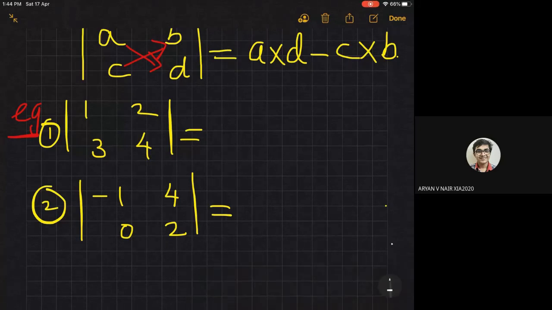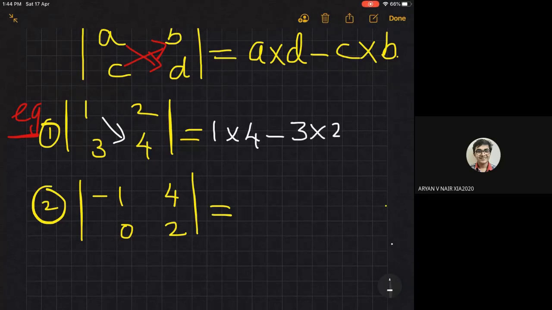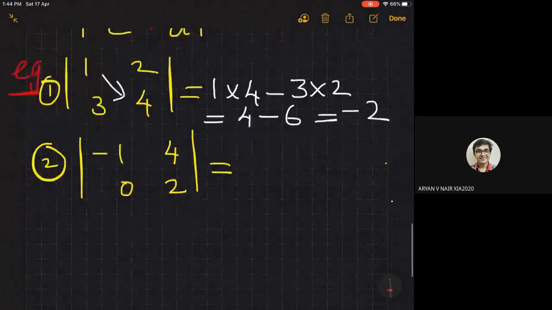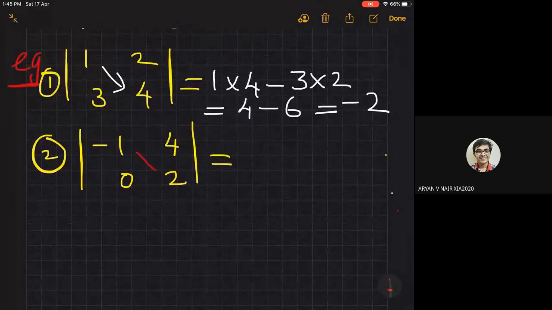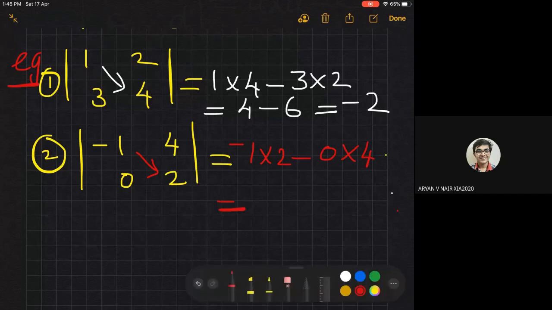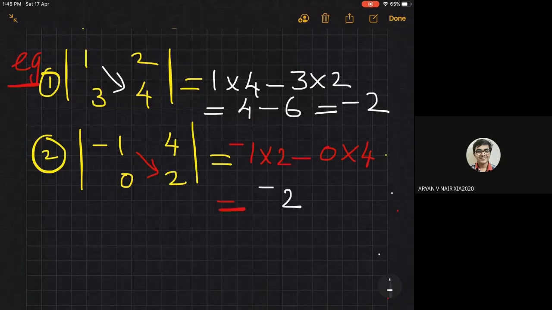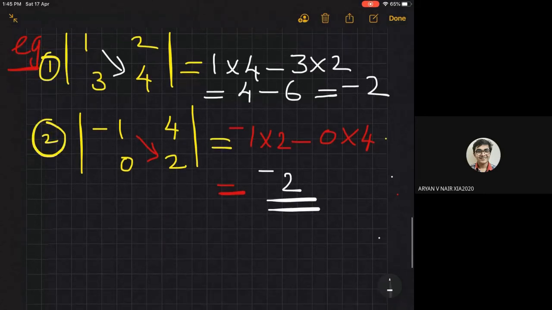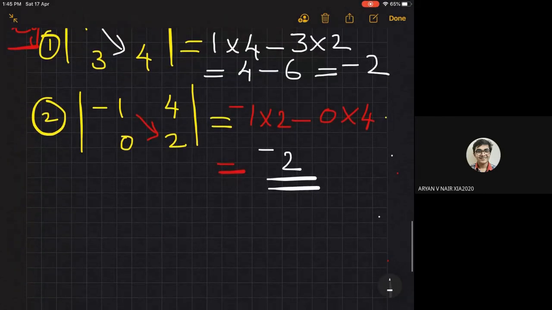So for the first one, it is 1 into 4 minus 3 into 2. So the answer is 4 minus 6, which is equal to minus 2. And for the second one, again 1 into minus 1 into 2 minus 0 into 4, which is equal to minus 2 minus 0. So this is the answer. Both are minus 2 only.